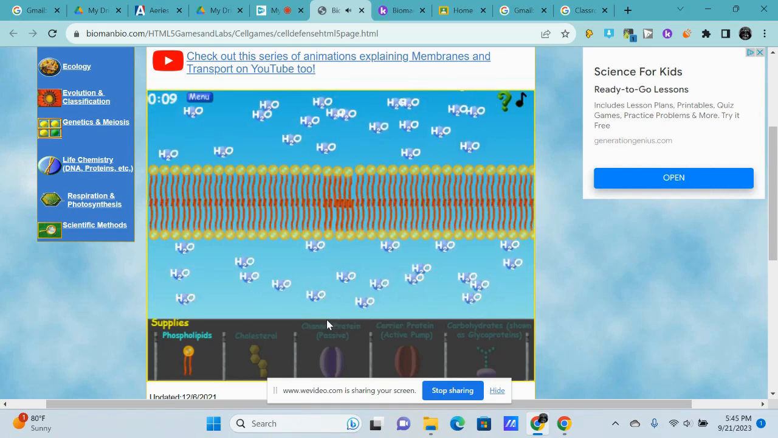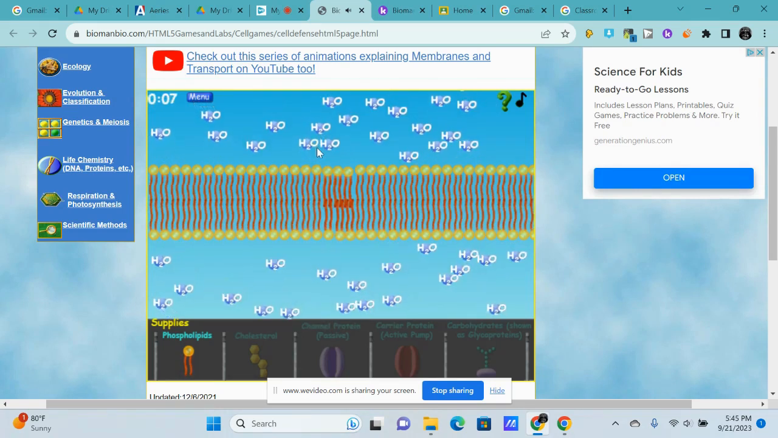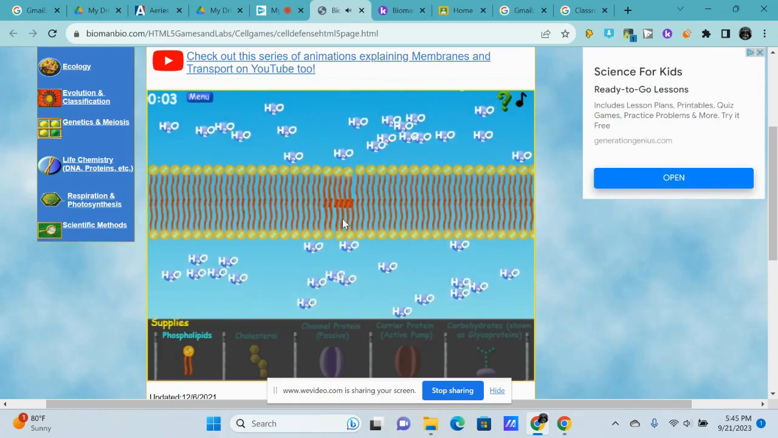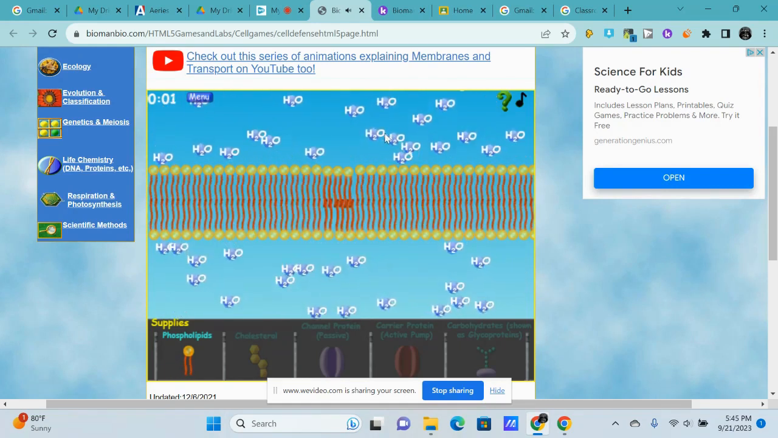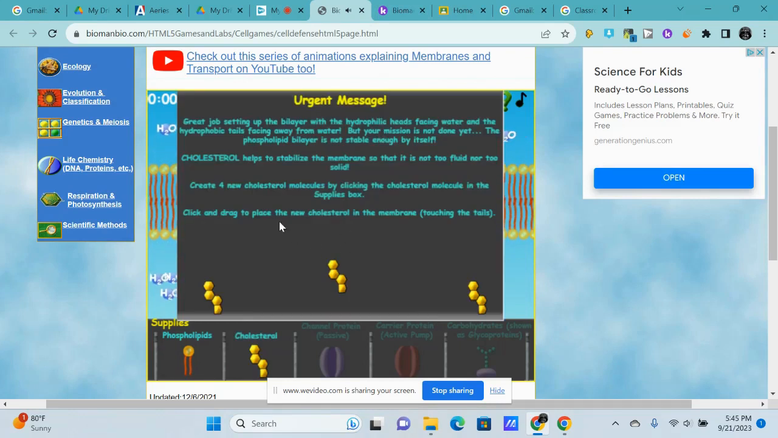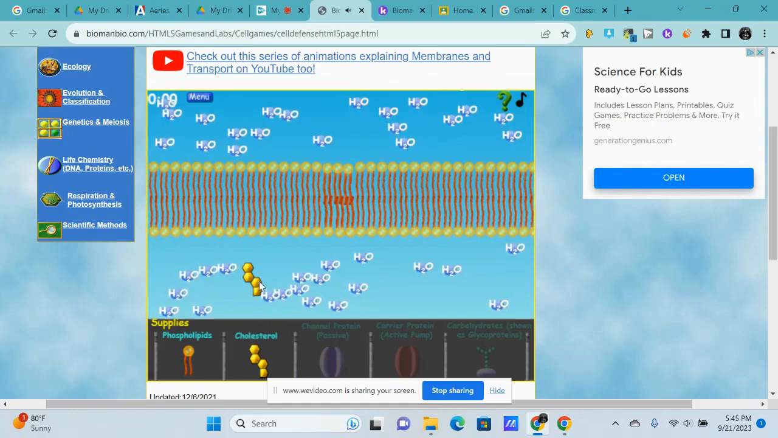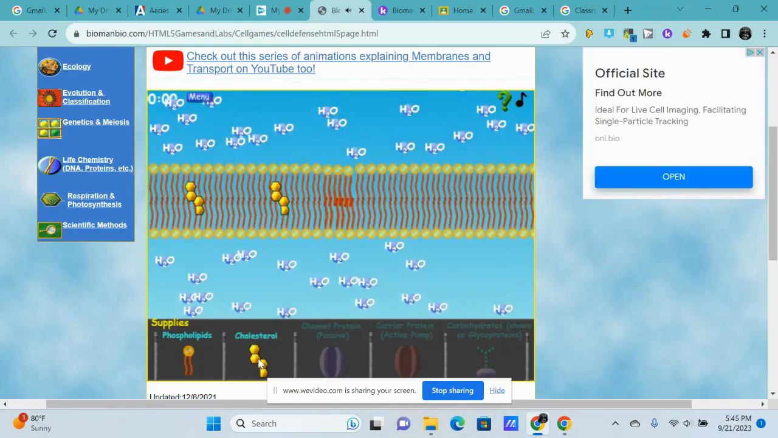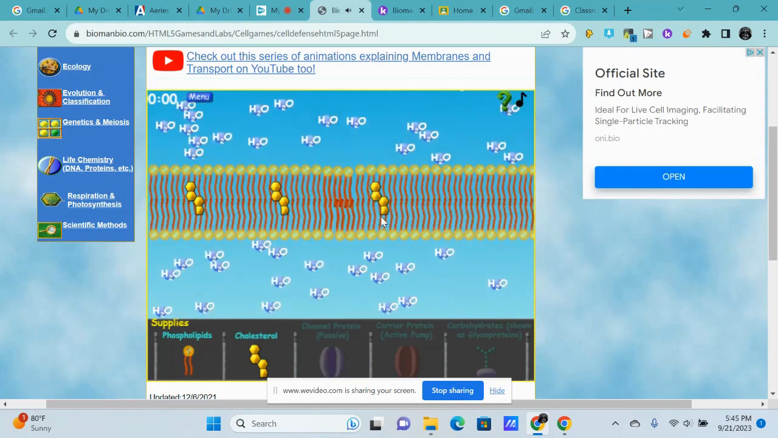My membrane is ready. Look, the water cannot go through the lipid bilayer because water is polar and the lipid tails block the water from crossing the membrane. All right, so now it says my membrane is unstable. I got to stabilize it with these cholesterol molecules. You won't need to know this. I'm not really concerned too much. This helps to stabilize and helps to keep the cell membrane kind of intact.